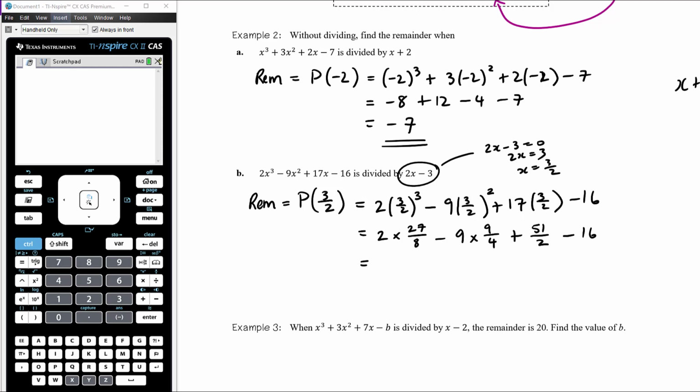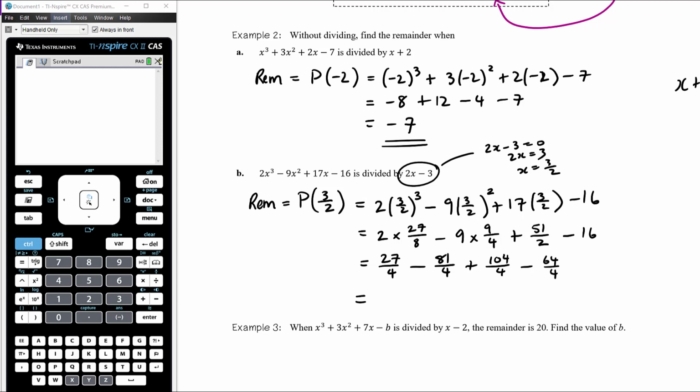Okay, so rather than doing 2 times 27, we recognise that the 2 cancels down with the 8, and we're going to get 27 on 4. Minus, okay, this time the 9 doesn't cancel down with the 4, so we're going to have to do 9 times 9. It's 81 on 4. Now, we've got 2 fractions with a denominator of 4, so while we're at it, let's write everything else over 4 as well. So we're going to have plus 51 on 2 is 104 on 4, and 16 is, 4 16s are 64 on 4.